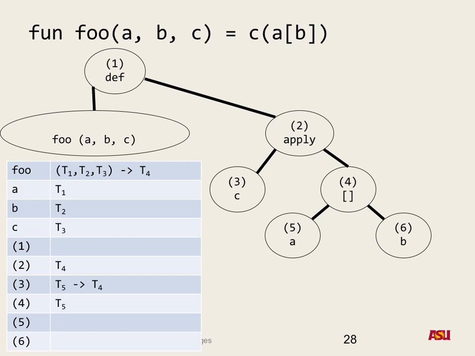T3 has to be what? A function that does what? Takes in T5 and returns T4. So everywhere here that I have a T3, I can get rid of type T3 now, right? Because T3 is too general. The more specific type is a function that takes in T5 and returns a T4, and I can change that everywhere.